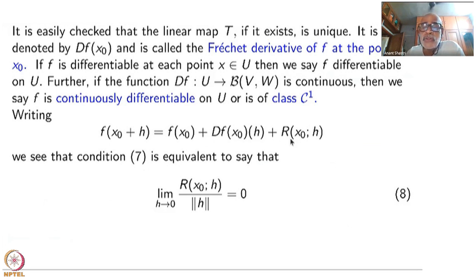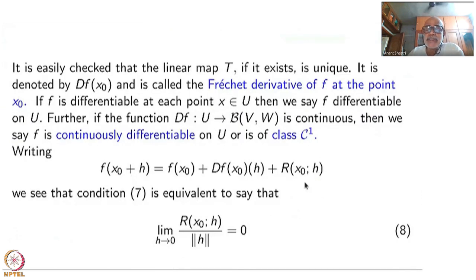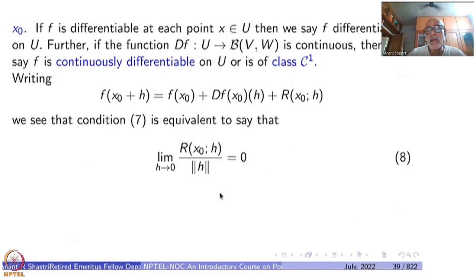Why should you ignore this one? What makes you ignore it? It is not always possible, but because of this definition, if you divide this by h and then take the limit, it is zero. So the remainder after the first term has the property that, divided by norm h, the limit is zero. So this is called the increment theorem, exactly as in the case of one variable calculus.